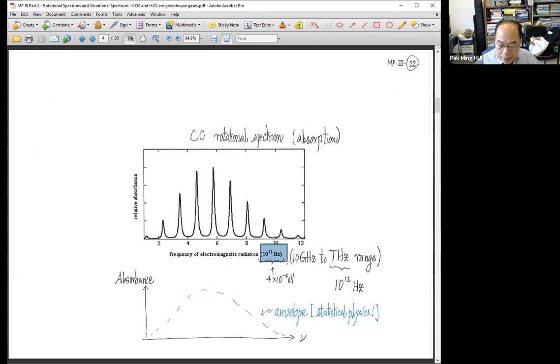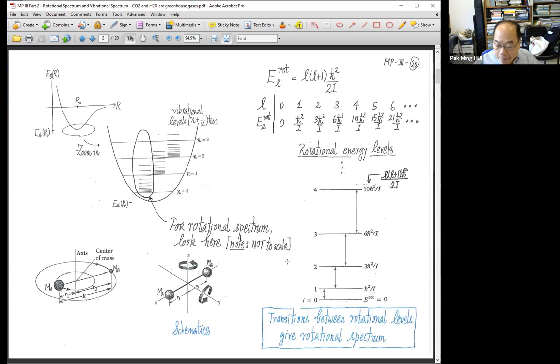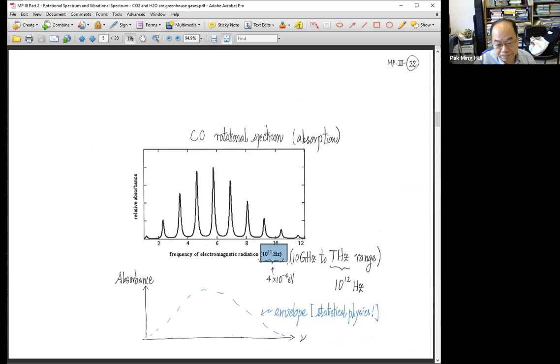Basically, it means the following. We already mentioned that at room temperature, molecules could populate these levels, and then the absorption or transmission spectrum must reflect how many molecules are initially in this state, in this state, in this state, and so on. Okay, and that is why you have this envelope. But that is not my duty. You have another course. I just want you to make connections.